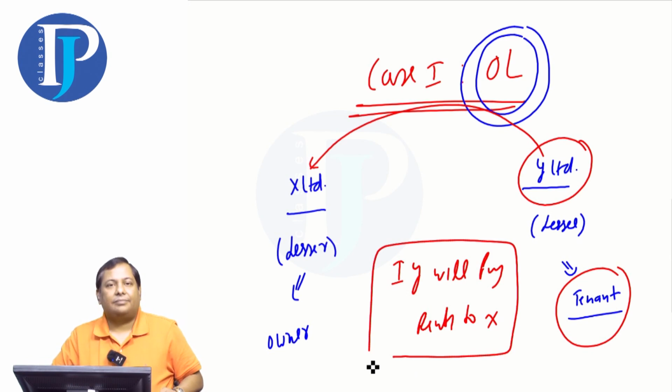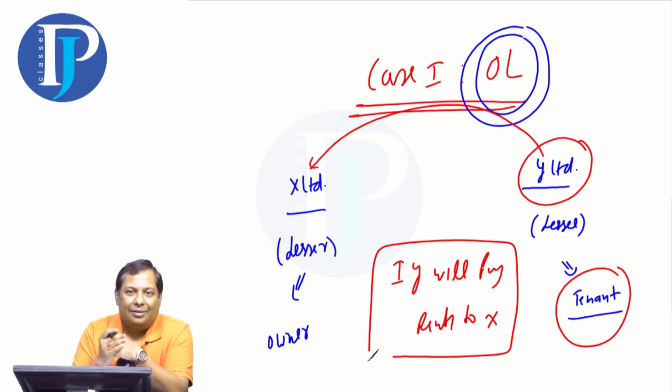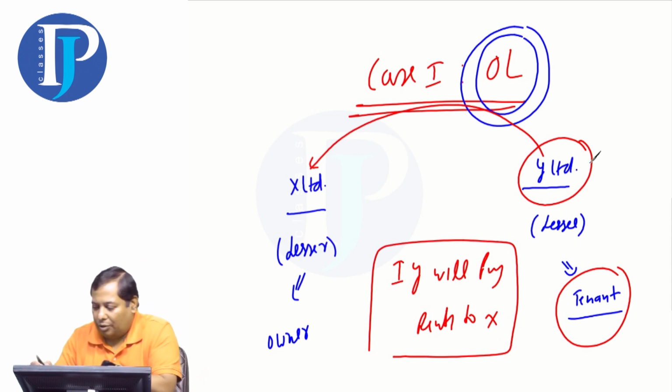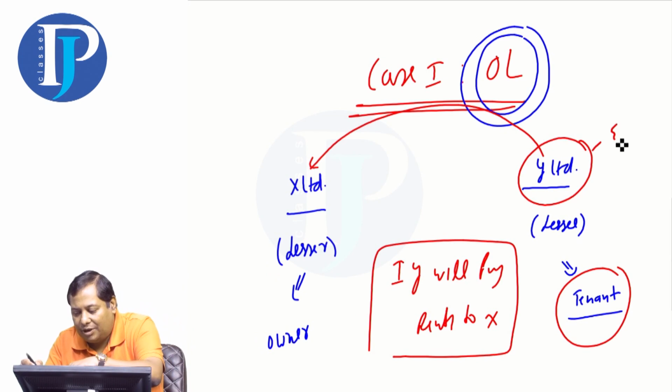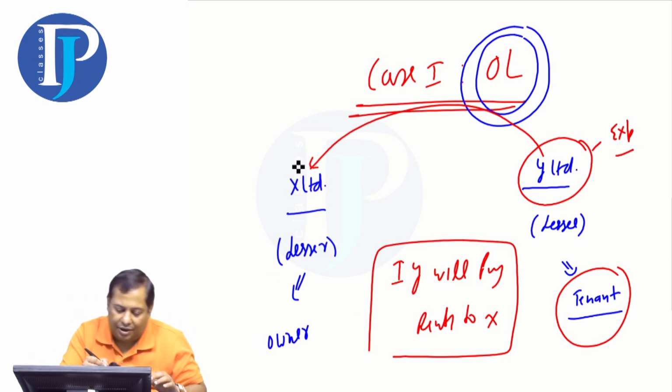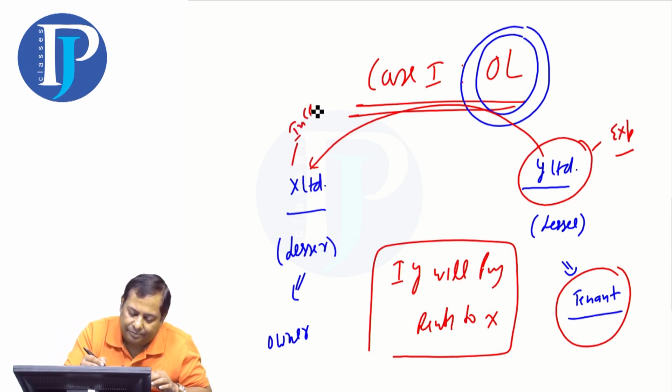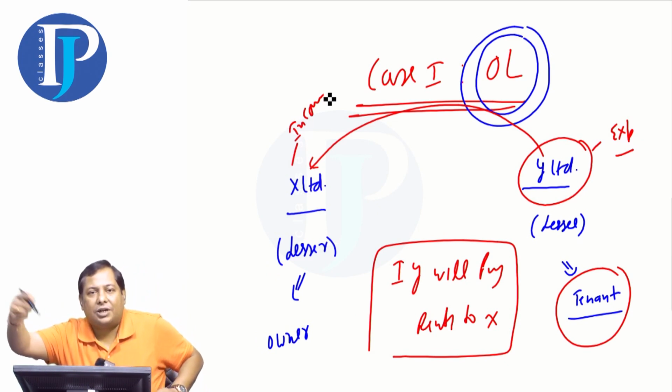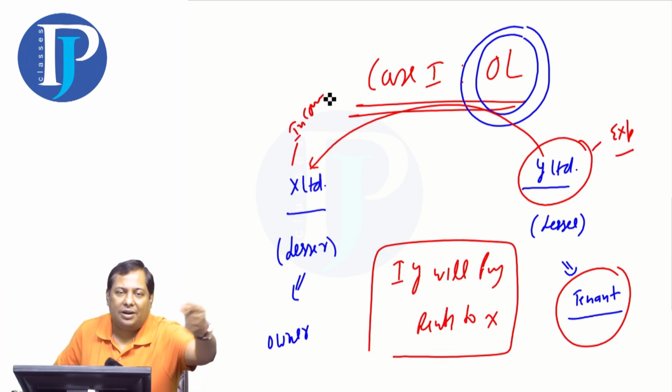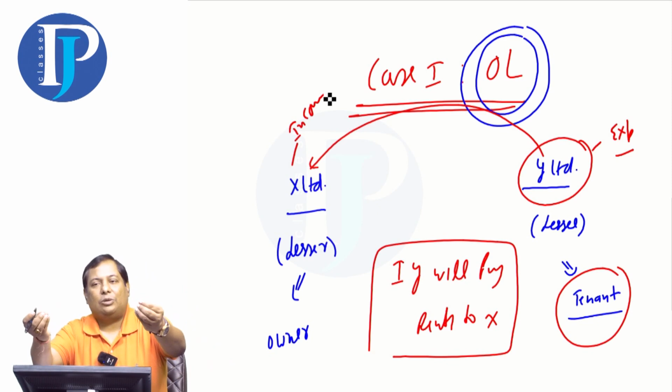Is this clear? It is obvious that the tenant will pay rent. Company Y Limited will pay rent to X Limited. When Y Limited pays rent to X, it will be an expense for Y. And what is it for X? It's income. The one who pays, it will be an expense, while the one who receives, it will be an income. Clear?